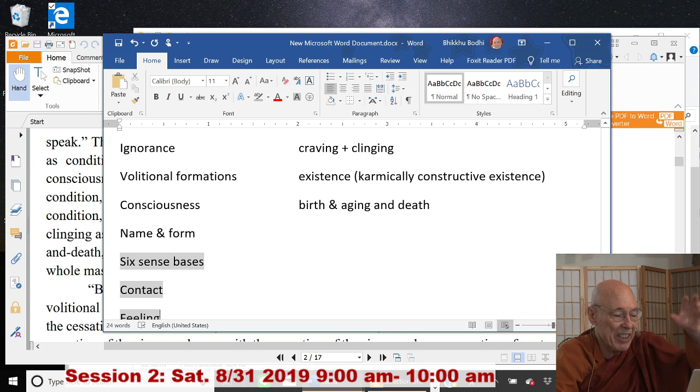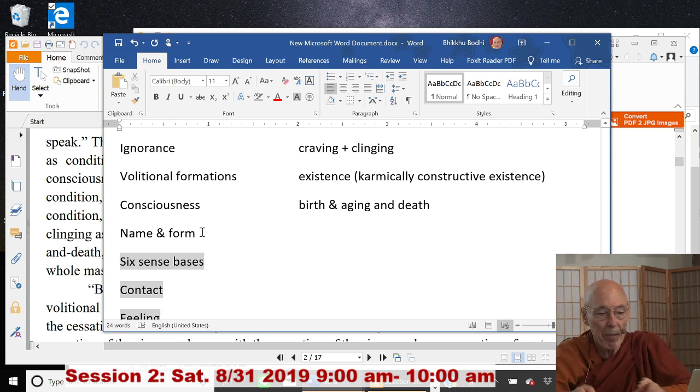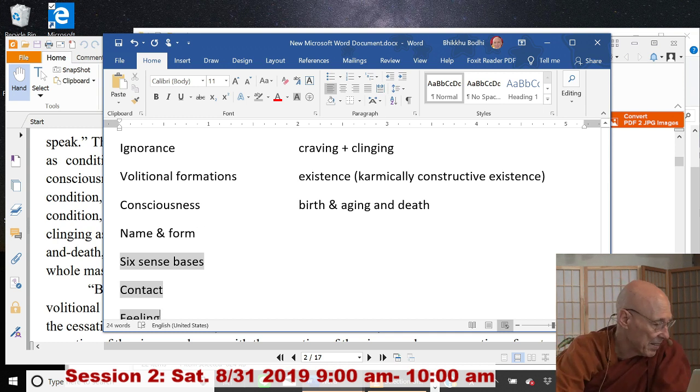And so the essential links in dependent origination go from ignorance to consciousness and name and form, and then from craving and clinging to new existence. And the new existence creates a new complex of consciousness together with name and form. And when there's consciousness and name and form, that is what undergoes birth and then undergoes old age and death.